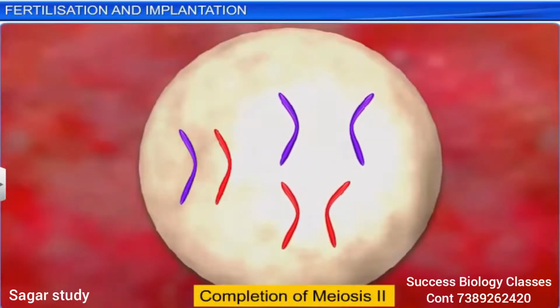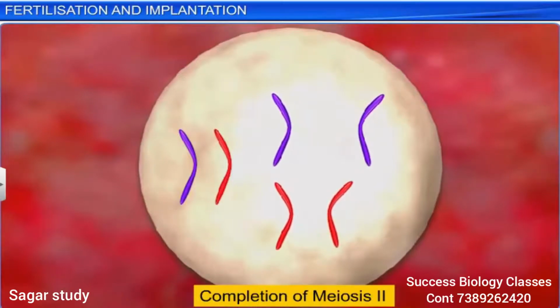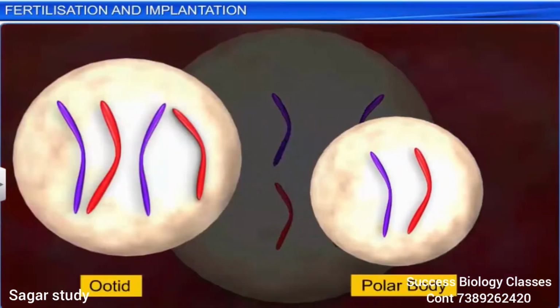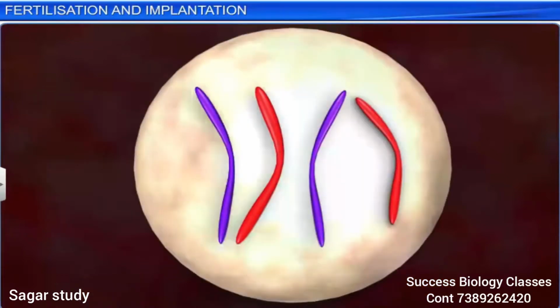However, this division, being unequal, results in the formation of two unequal bodies, a haploid ovum called ootid and a second polar body. While the second polar body degenerates, the ootid and the haploid nucleus of the sperm fuse together to form a diploid zygote.